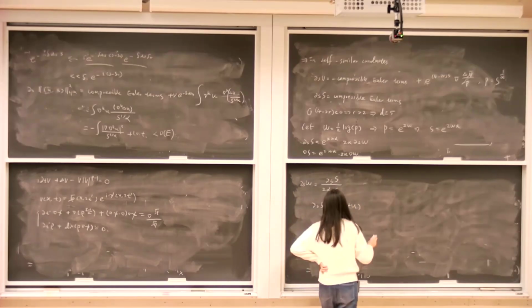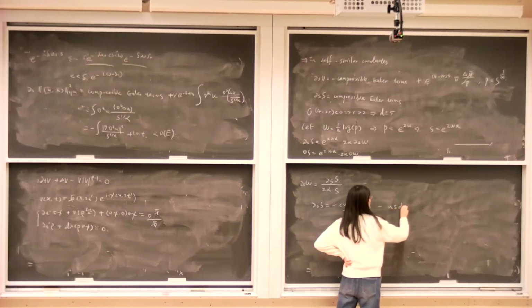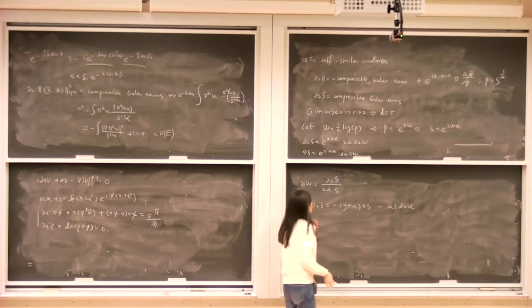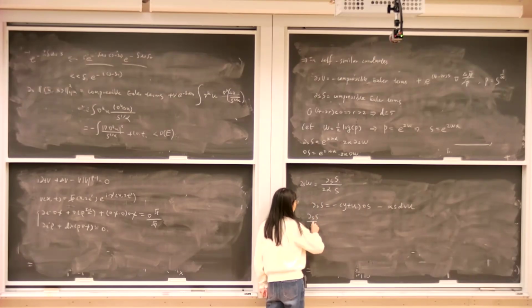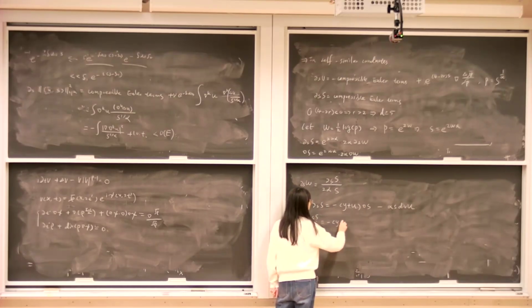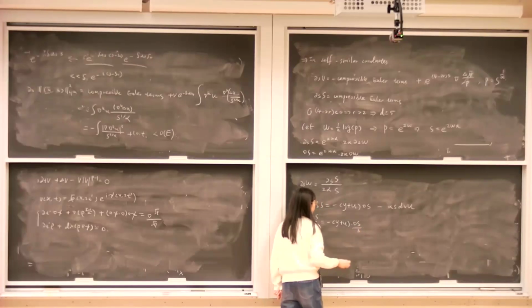Okay, so this is the gradient S minus alpha S divergence U. So this is the equation for S. Then you have the partial S over S is just S over S.